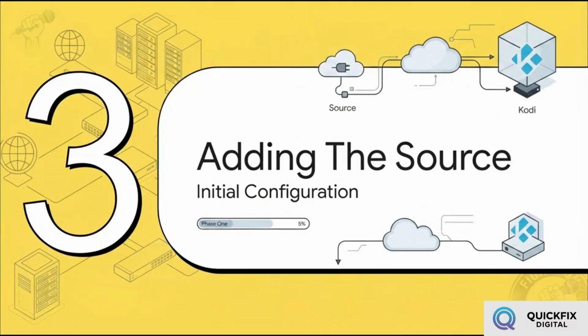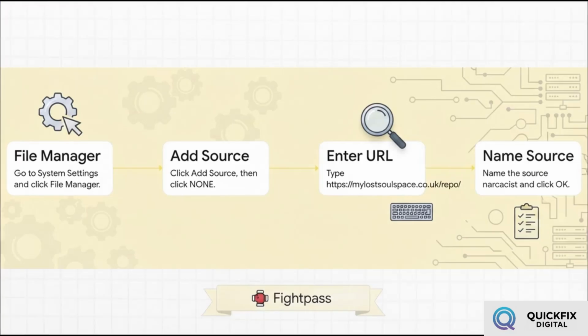With the prerequisites out of the way, let's initiate Section 3, Phase 1, Adding the Source, Initial Configuration. You'll want to follow these precise configuration steps to safely link the external repo to your Kodi system. Start at the top left of your home screen, click the gear icon to hit System Settings, and then open the File Manager. From there, select Add Source, and click right on the text that says None. This is going to open a keyboard prompt.